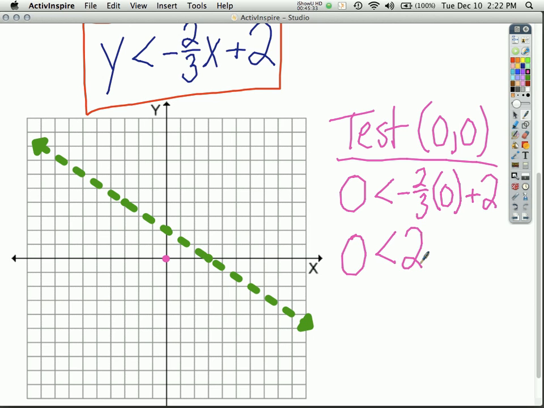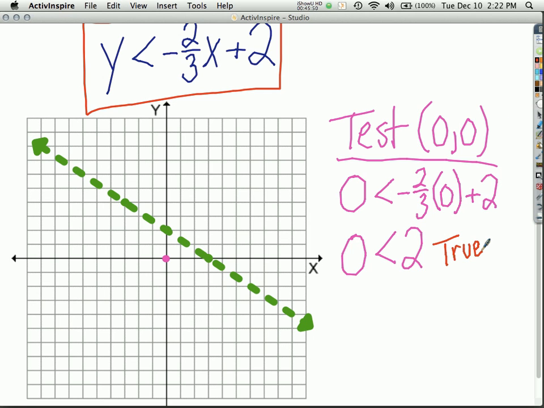Is that a true statement or a false statement? Give me a thumbs up if it's true. Good. Most of us think it's true. It is true. This is a true statement, which means that this point is one of the solutions. And because I've proven that that's a solution, then we can say that the rest of these are solutions as well.